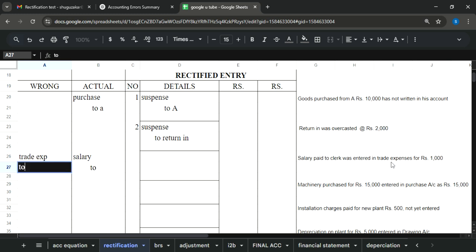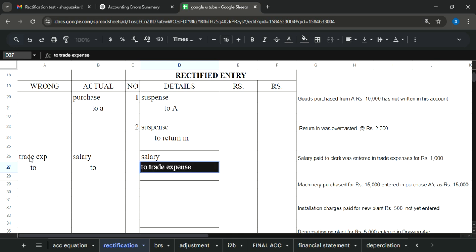So guys, in this way we have completed our right and wrong entry, and I have told you whatever is actual, whatever is right, you will transfer the same into the rectified entry, and what is wrong you will change. So salary was actually to be written, we have not written. Now to rectify we will write. Trade expense was not the place to be written. Trade expense was the wrong entry. In the wrong entry you will change the position. So salary to trade expenses would be your rectified entry.